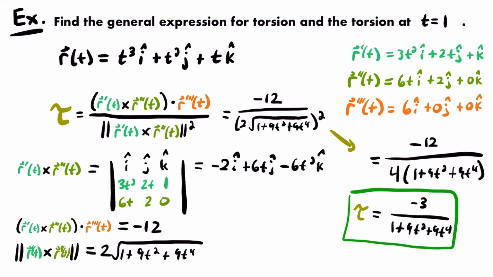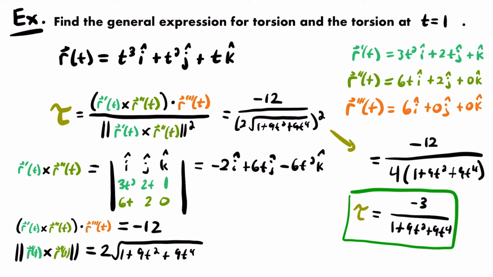So for any value of t that corresponds to a point on the space curve, you can plug that value of t in and get the corresponding measurement of the torsion or the intensity of the twisting at that point along the space curve. And that's exactly what we're going to do now, specifically for the point t equals 1. Right? That's the last part of this example. We found the general expression for torsion. Now we want to find the specific torsion at t equals 1.